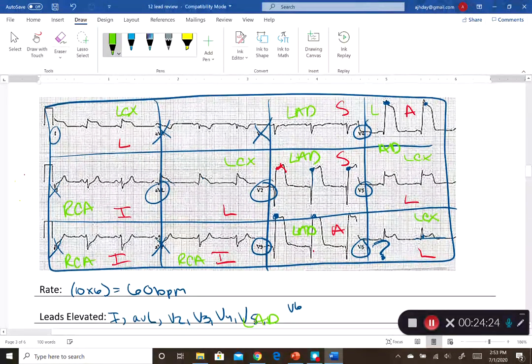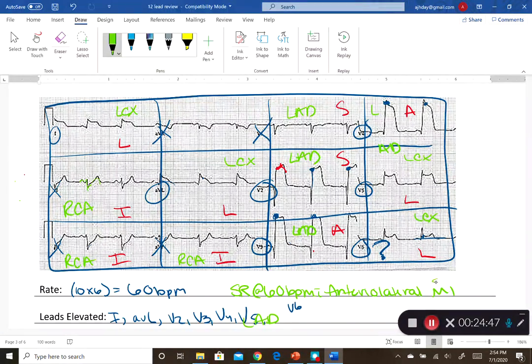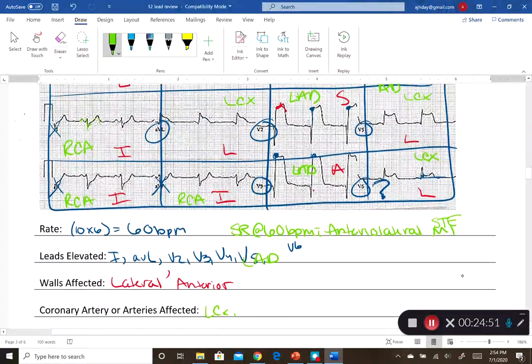Let's go ahead and label this guy. It's going to be anterior lateral again. In our underlying rhythm, looking at lead 2, I got a nice P wave, good QRS, and a T wave. It's going to be sinus rhythm, 60 beats per minute, with another anterior lateral STEMI.